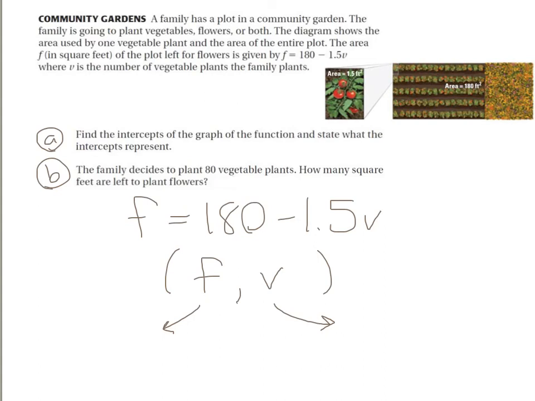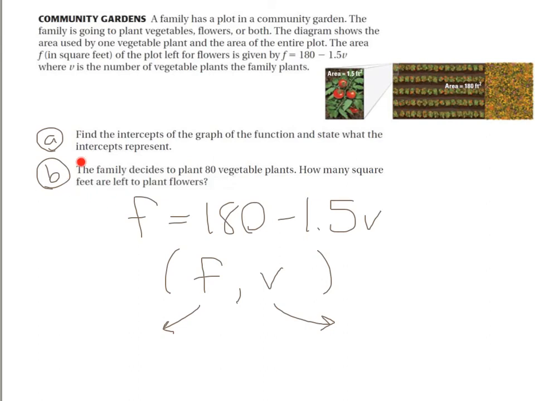We have two parts to this problem. Part A is to find the intercepts of the graph of the function and state what the intercepts represent. In other words, calculate the two intercepts and how they are put back into this problem. In the context of this problem, what do the two intercepts actually mean? We saw that before with the basketball example, where we talked about the number of free throws and the number of field goals. Same thing here, only this time with square feet and vegetable plants.